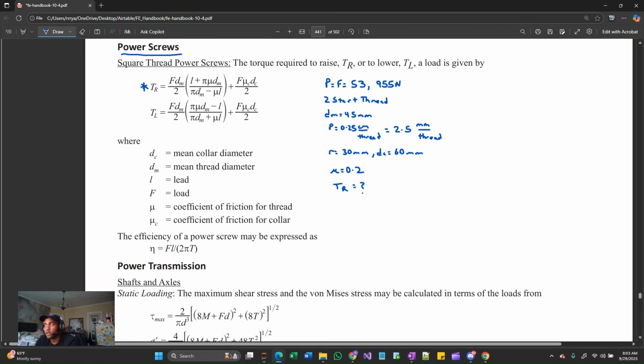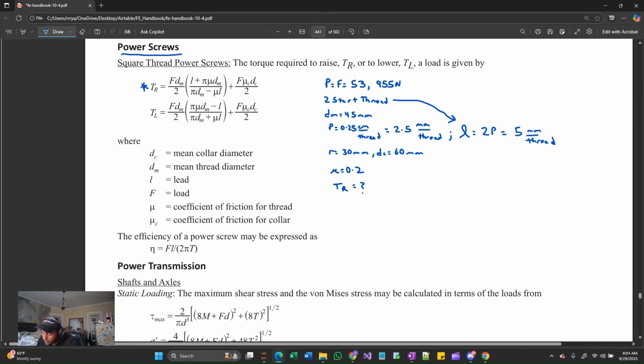If it was a single start sequence, then the lead, or the amount that you advance when you rotate the power screw by one rotation, would be equal to the pitch. But we have a double start sequence, so that means we're going to have to double the pitch to get the lead. So that's the first thing that we're going to do. The lead, L, is equal to double the pitch in our case, and again, that's because we had a 2-start sequence. So it's equal to 5 millimeters per thread.